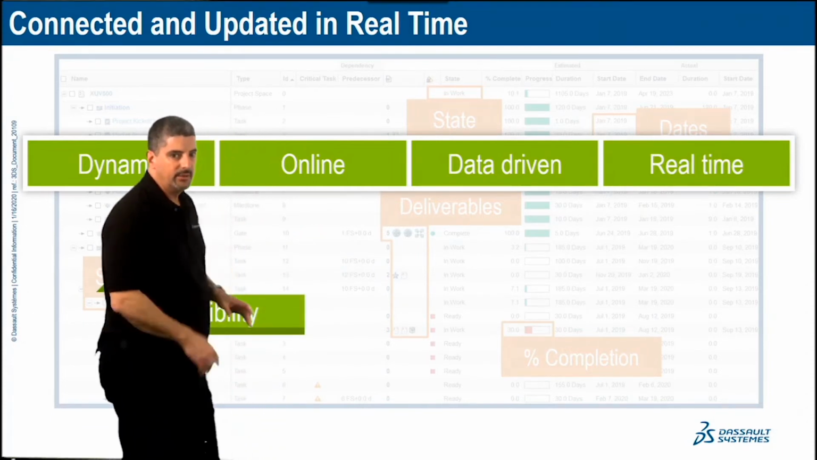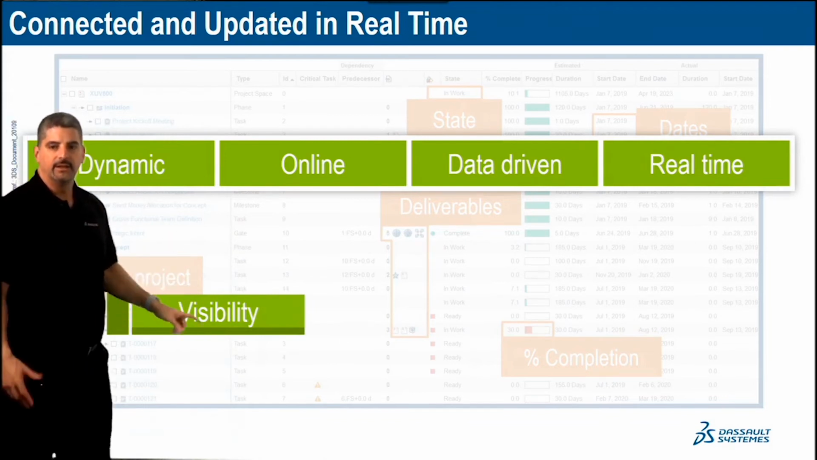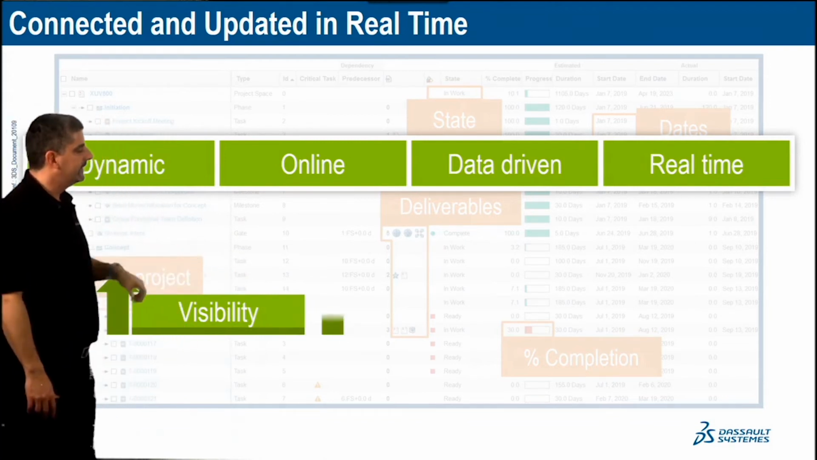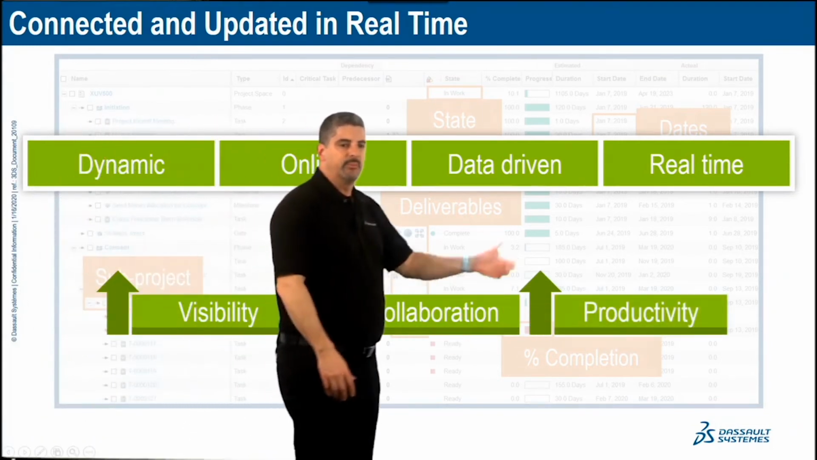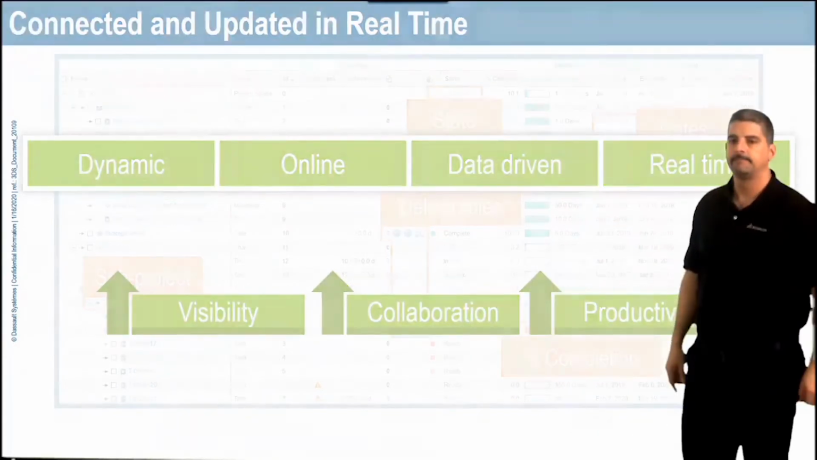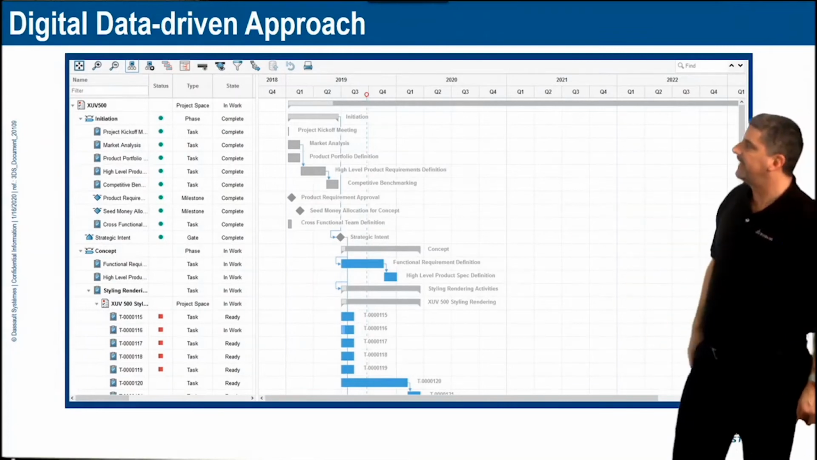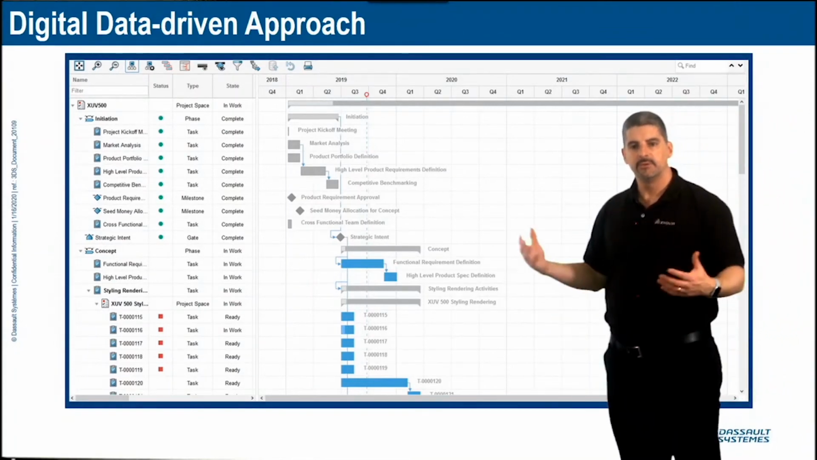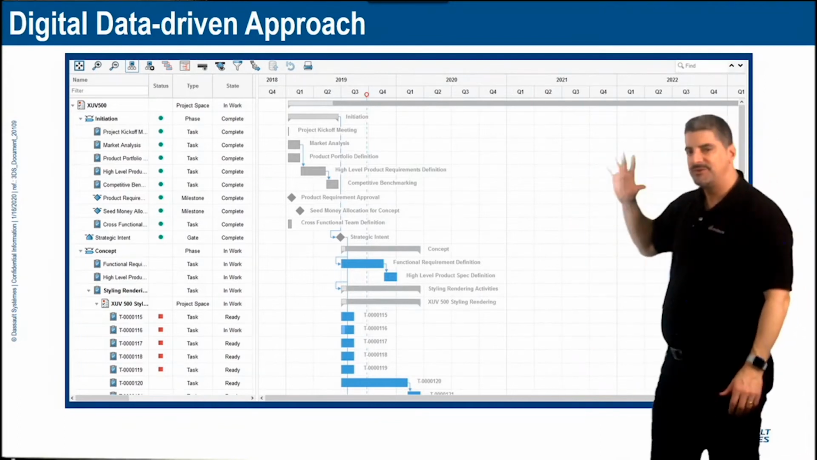Be online. Visibility goes way up being online. Take a look on your iPad, iPhone, whatever, and get notifications on what's going on. Extensive collaboration by everyone, and that productivity is going to go through the roof. So I call it a digital data-driven approach. Online, digital, driven by data.